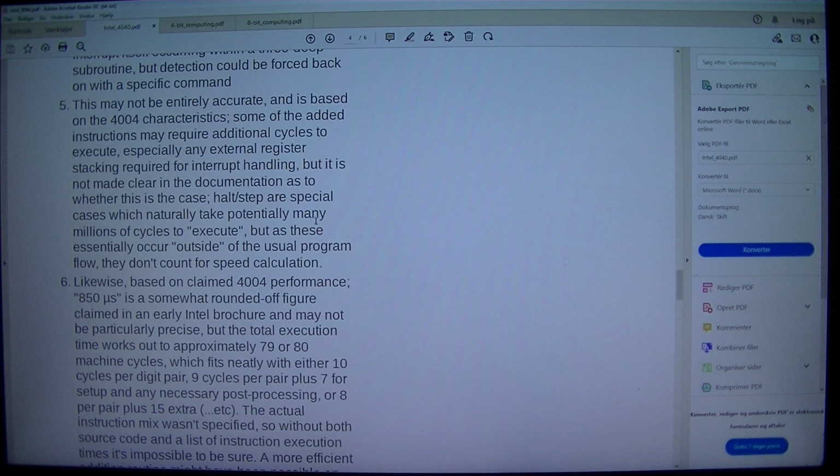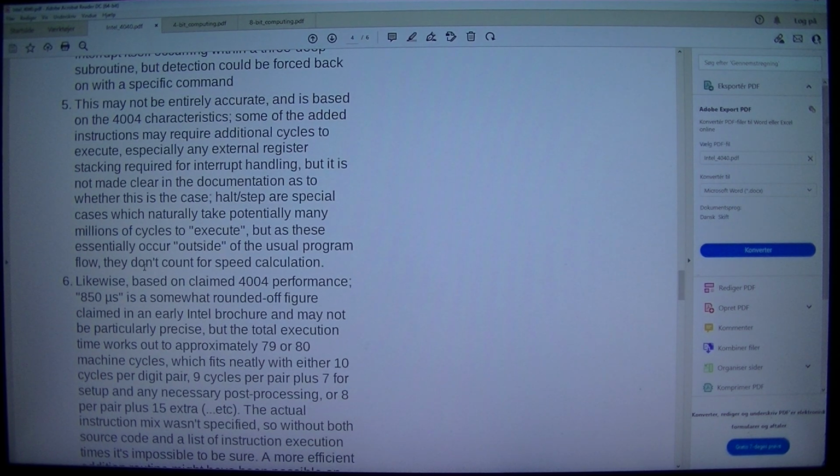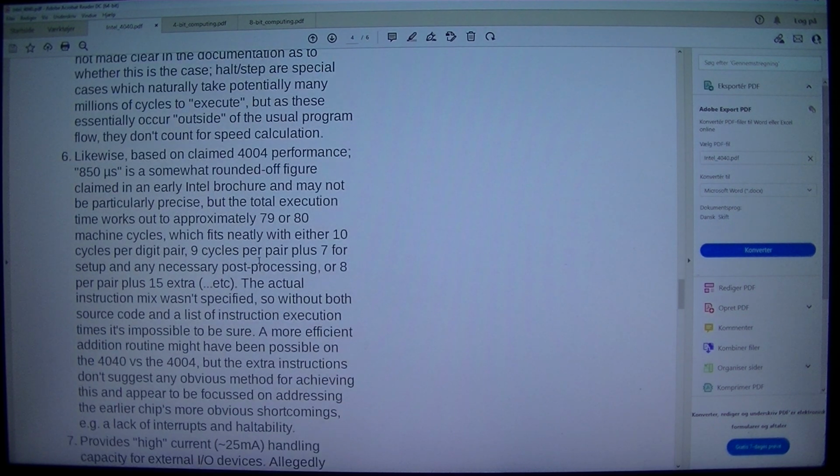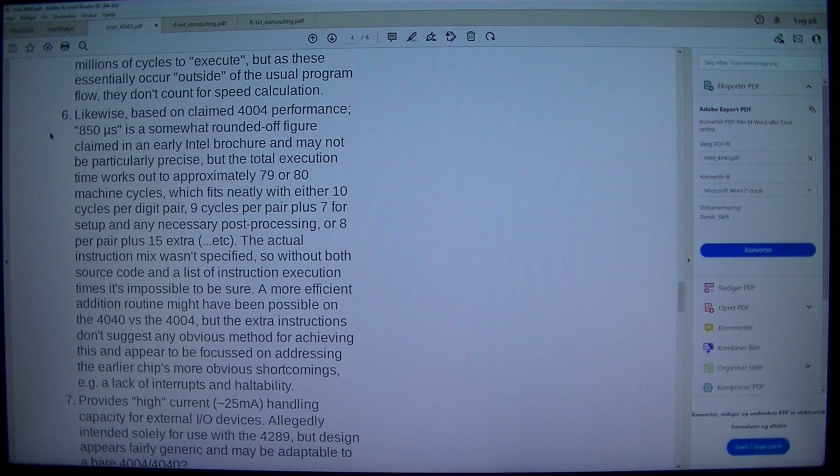Hold/step are special cases which naturally take potentially many millions of cycles to execute. But as these essentially occur outside of the usual program flow, they don't count for speed. Calculation. 6.